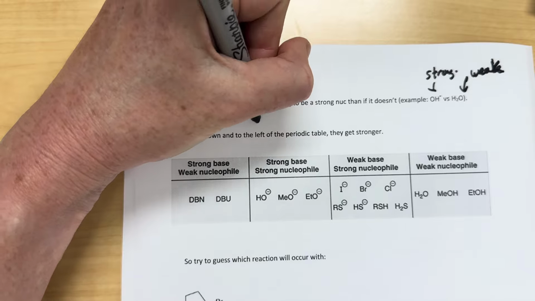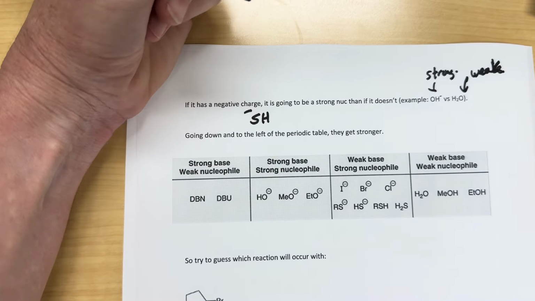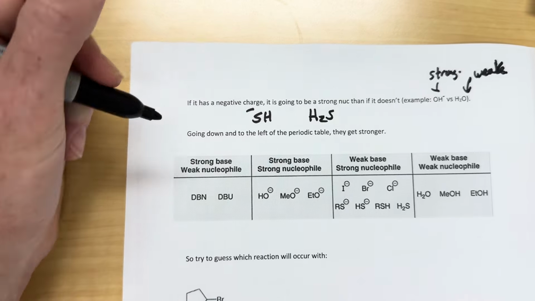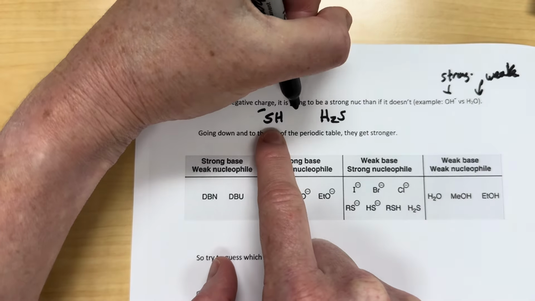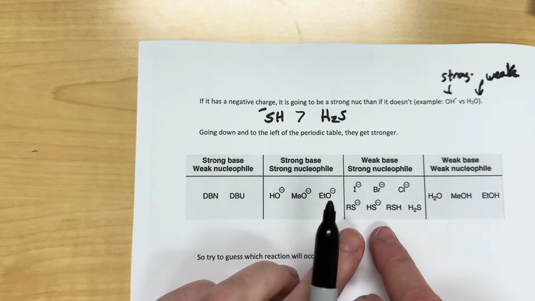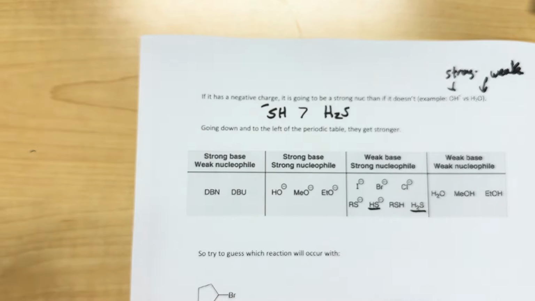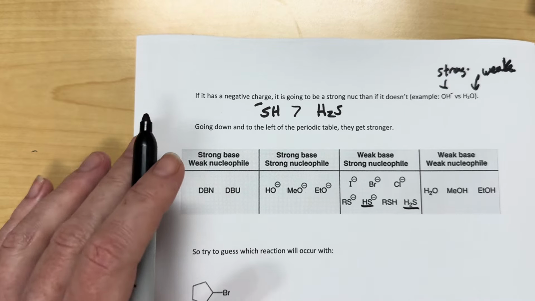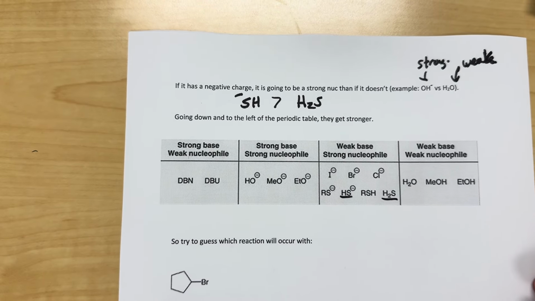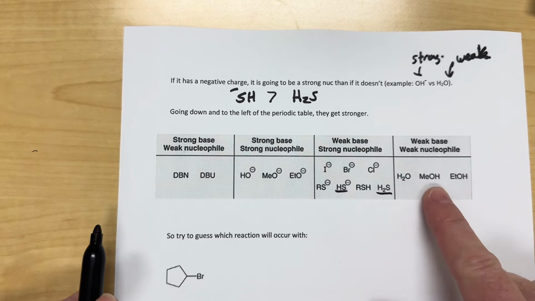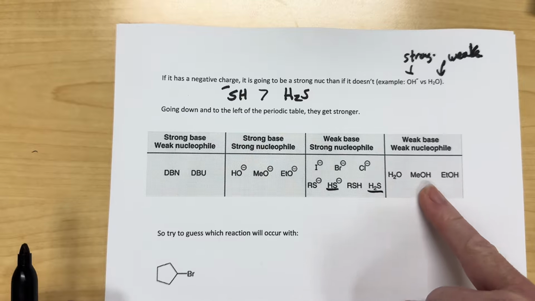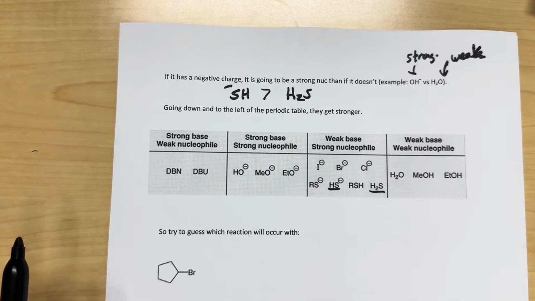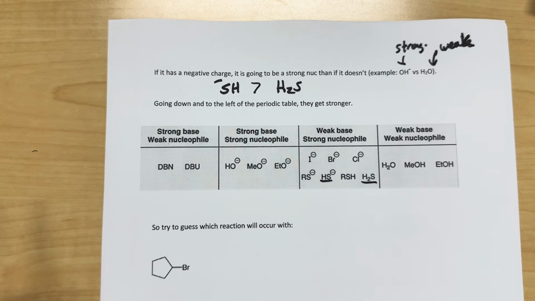For example, one common scenario you'll come across is SH negative versus H2S. Do you remember that down on the periodic table I said that things with S tend to be strong nucleophiles? This one's a stronger nucleophile, but you'll find on this table, for example, that they're both strong nucleophiles. This one's stronger, but they're both strong. So generally the weak nucleophiles tend to be these main ones right here, where you just have some kind of neutral OH thing, whether it's water, methanol, ethanol, propanol, all will give you a weaker nucleophile.